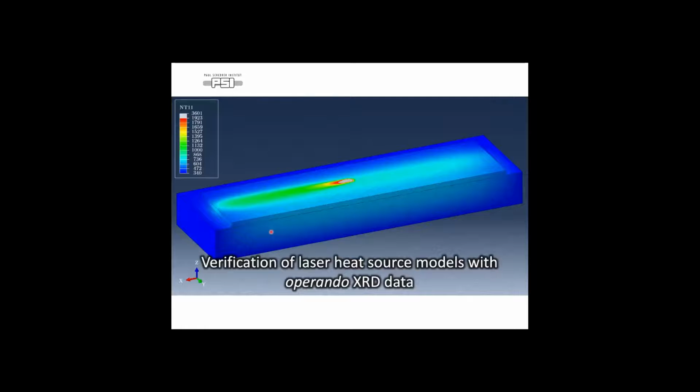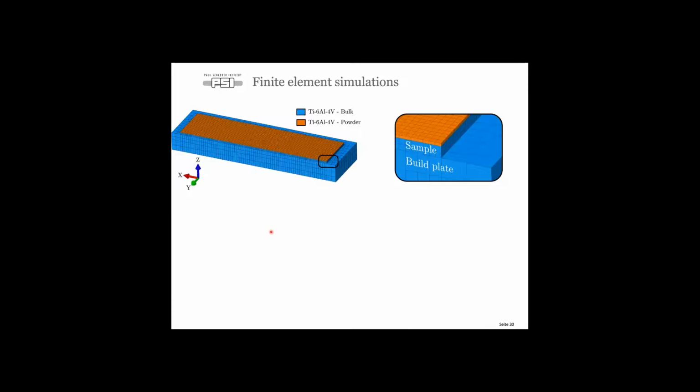And so what we have done is we did some Abaqus simulations, finite element simulations, and we have looked at various heat source models. So I should very quickly talk about that. I'm not going into details. So here is the model itself. We just simply distinguish between the powder and the bulk. And in the bulk, we distinguish between a build plate and a sample. We have different meshing sizes there and different boundary conditions.